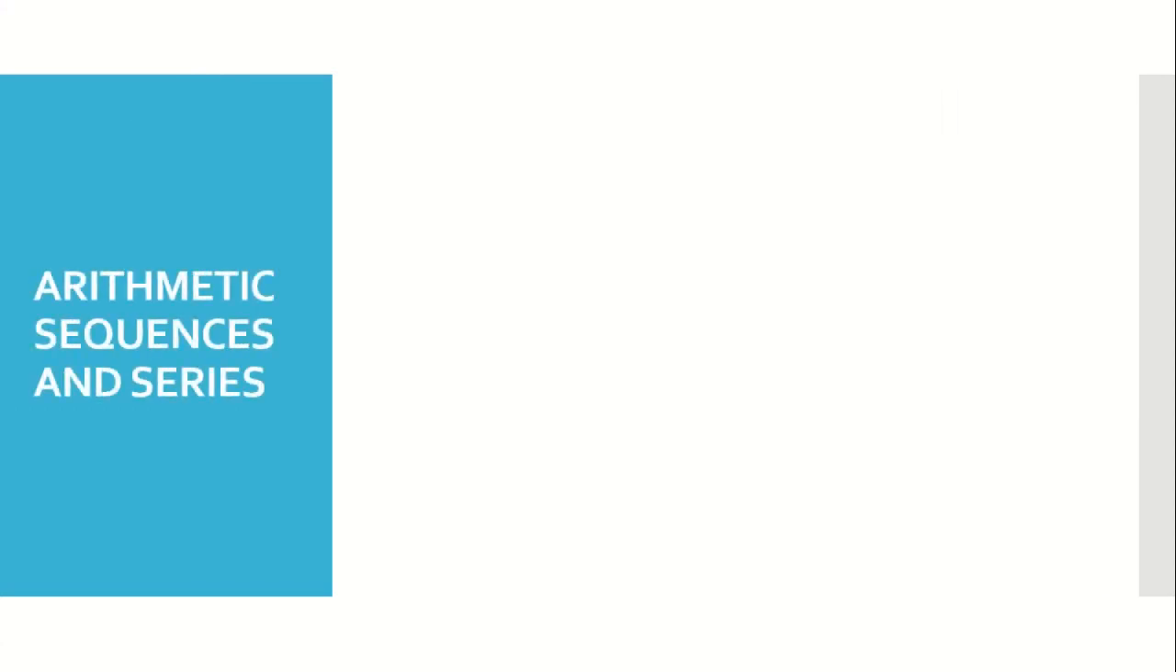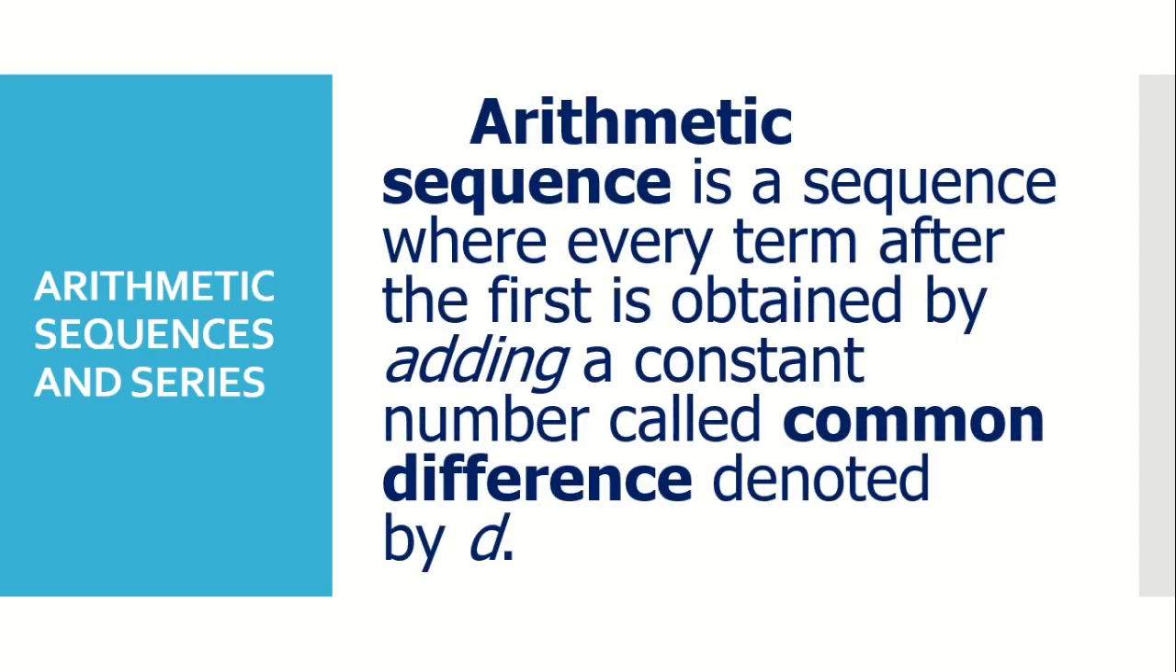Now, let us have arithmetic sequences and series. Arithmetic sequence is a sequence where every term after the first is obtained by adding a constant number, called common difference, denoted by small letter d.